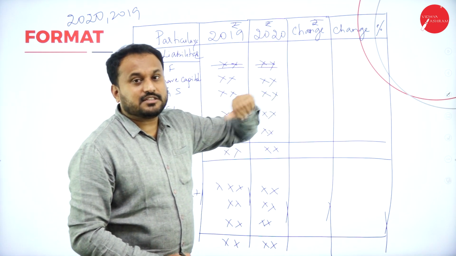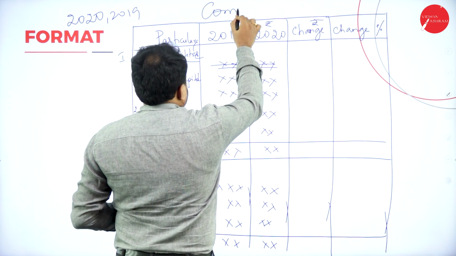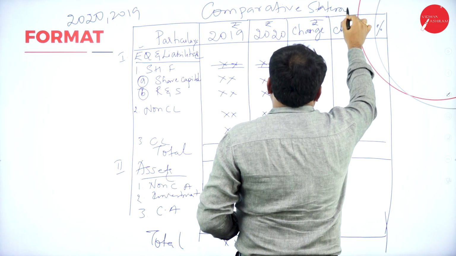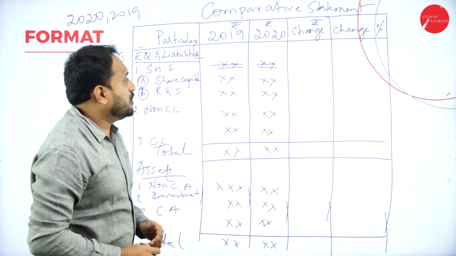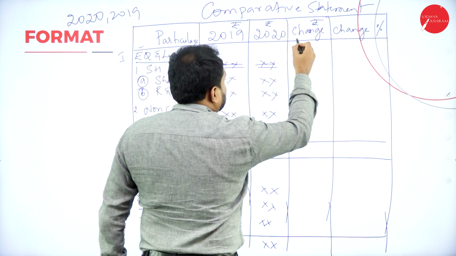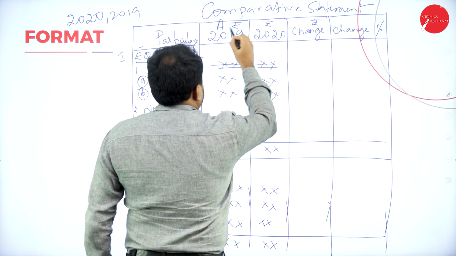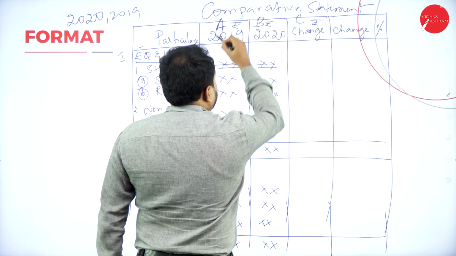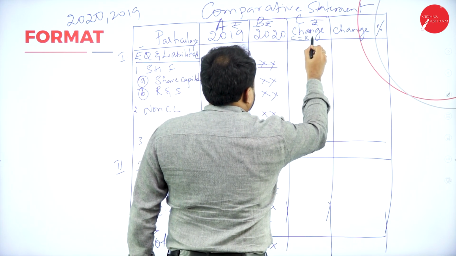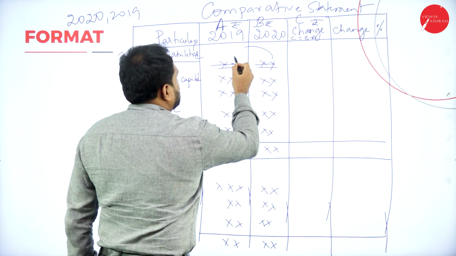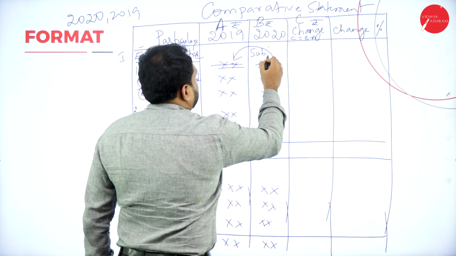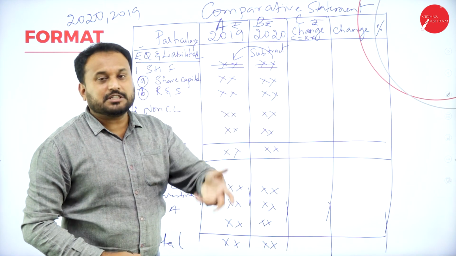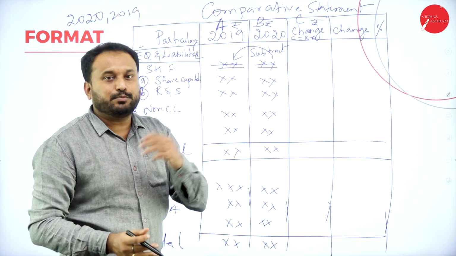Now coming here, changes. This is called comparative statement. When I say comparative statement, always this is the right change. Denote this as A, this is B, this is C. Now what is C? C is equal to B minus A. So whatever it is, subtract it. And whatever it is, you write it here. If it is positive, you will not put it in bracket. If it is negative, you put it in bracket.